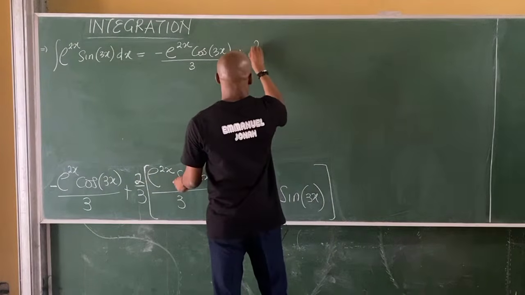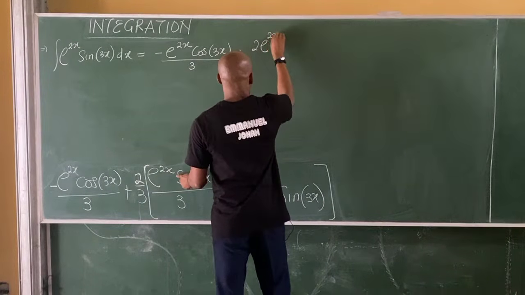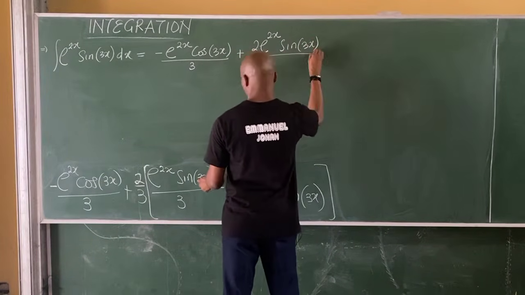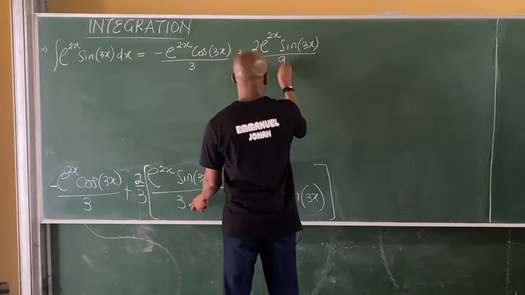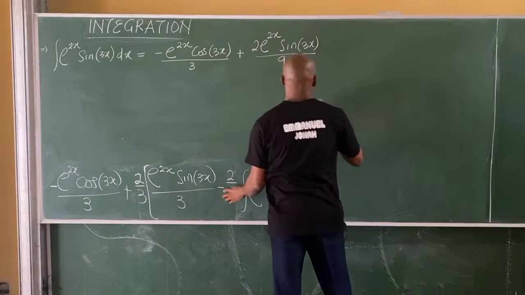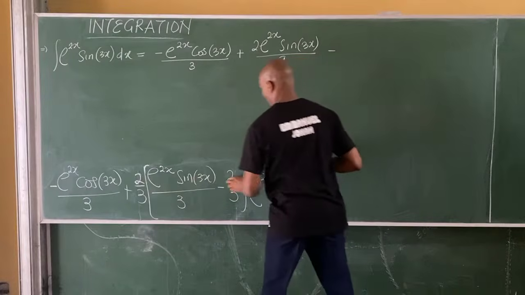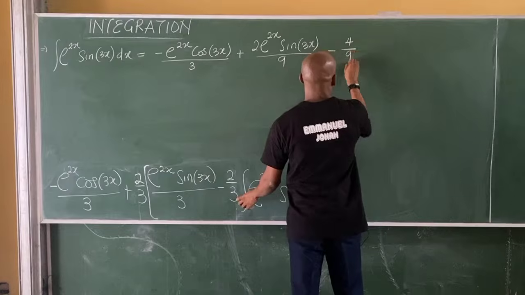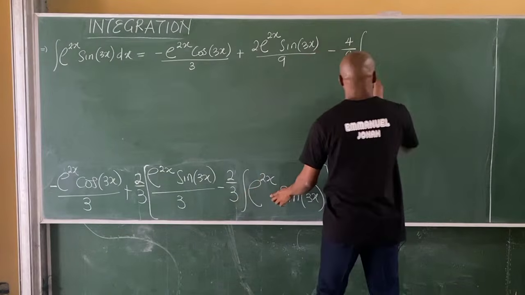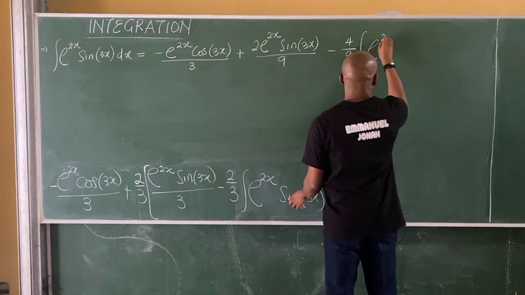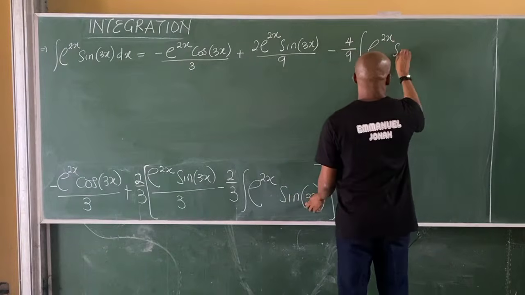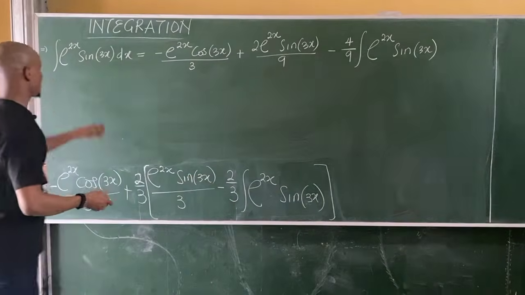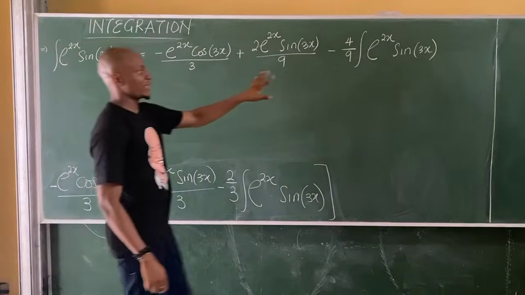I have 2 exponential 2x sine 3x all over 3 times 3 is 9, plus times minus gives minus, 2 times 2 gives 4 all over 3 times 3 gives 9 integral of exponential 2x sine 3x. So I have this. Now observe that this question here is being repeated here.